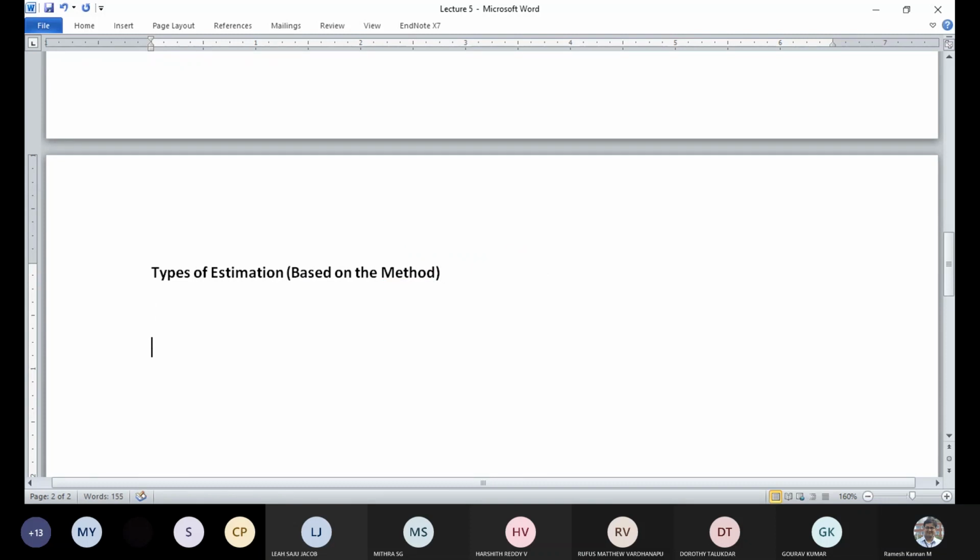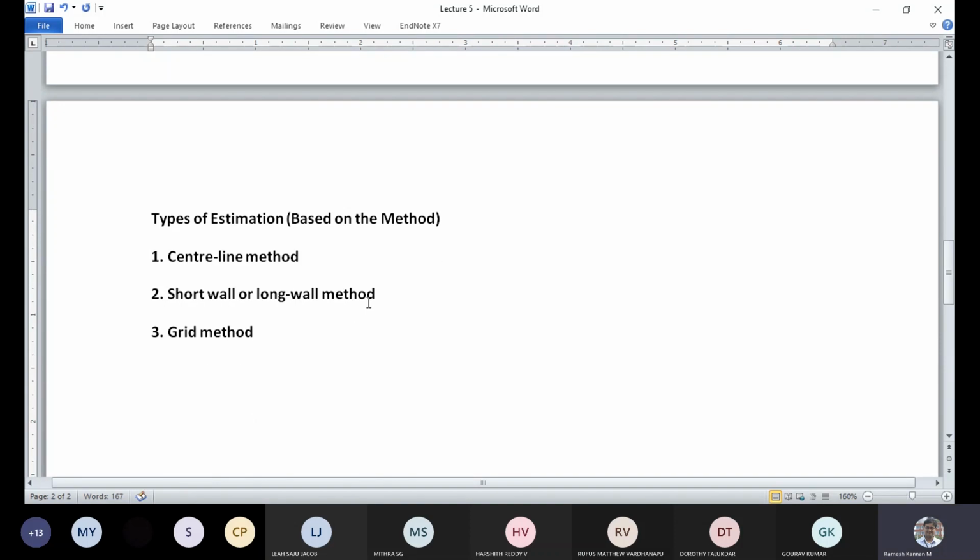First is the centerline method. Next is called the short wall or long wall method. The third and very important one is the grid method, right? So these are the different types of estimate. Probably they'll give you a brief overview of this when you do a course called estimation or quantity surveying. And these are the different things that are generally done.